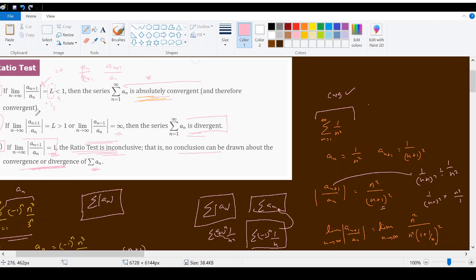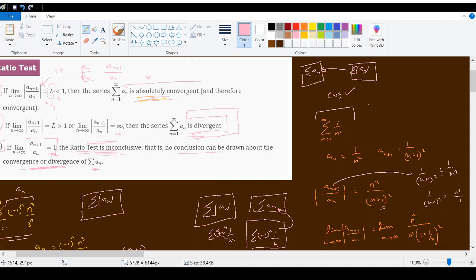Sorry, if the limit is greater than 1, then we know that the series diverges. If the normal series diverges, then there is no way for the absolute series to converge, because if the absolute series converged, then definitely the original must converge. So if this diverges, then definitely the absolute series will also diverge, because otherwise there will be some contradictions.